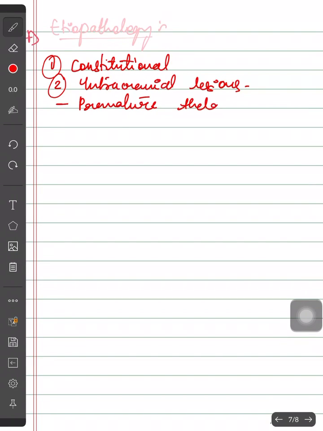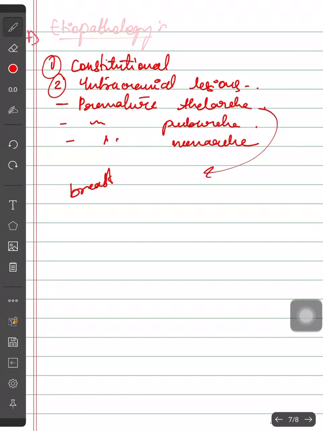And next there are the intracranial lesions, like meningitis, encephalitis, craniopharyngioma, neurofibroma, or any other tumor of the hypothalamus or pineal gland. If there are any such intracranial lesions, then the person will definitely suffer from precocious puberty.